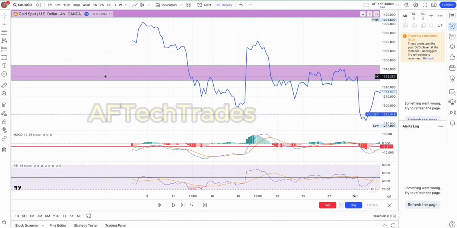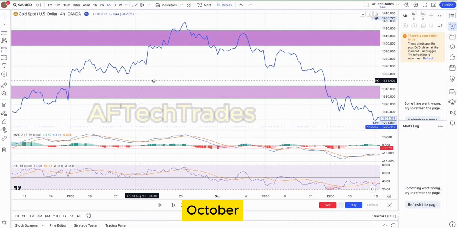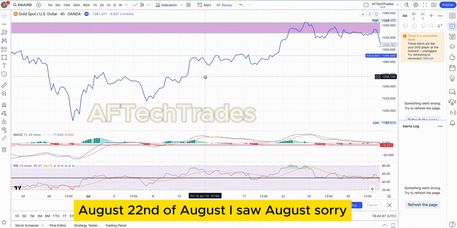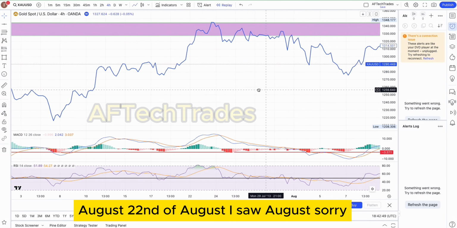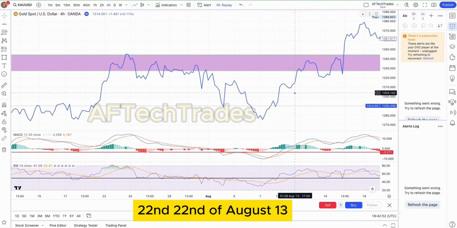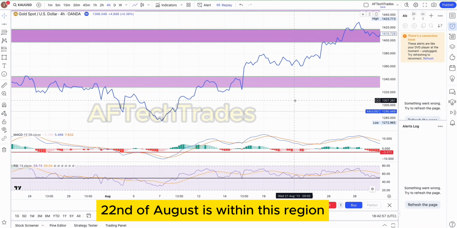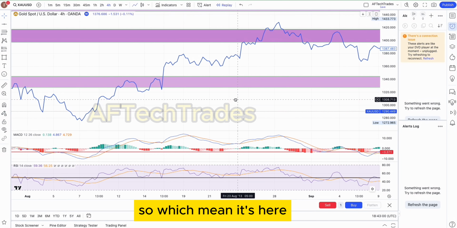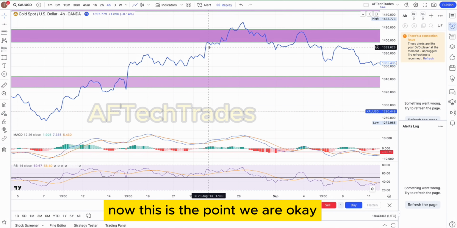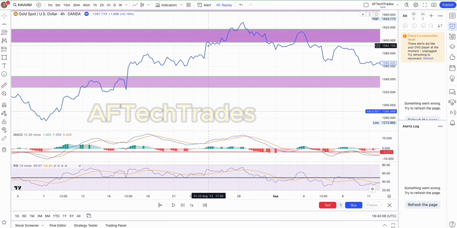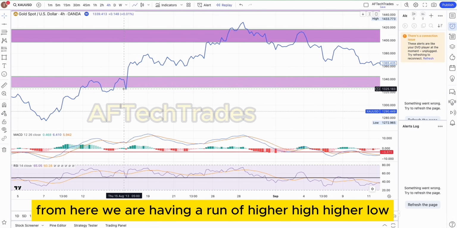The 22nd of August. I saw August, sorry. The 22nd of August is within this region, which means it's here. Now this is the point we are at. From here, what you need to look out for is to join two zones. From here we are having a run of higher high, higher low.